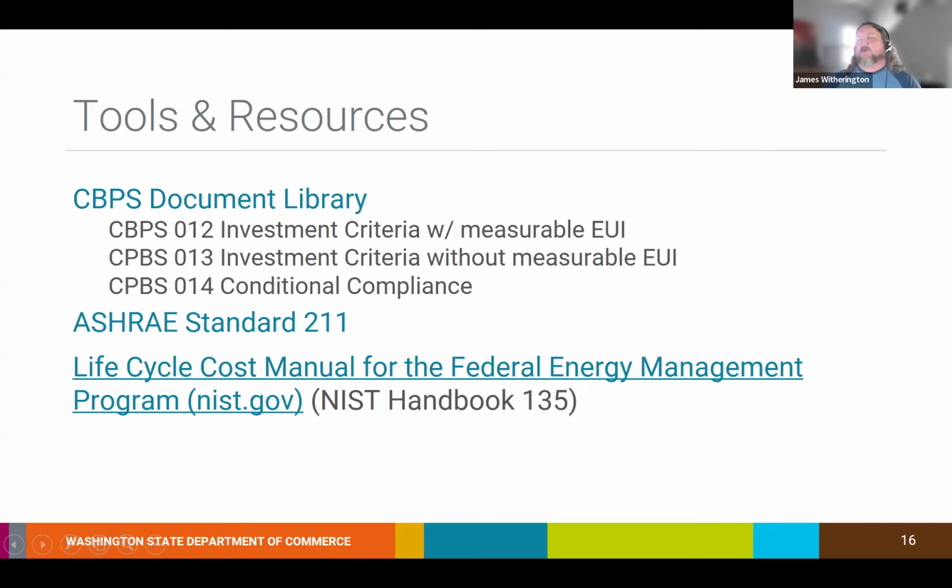I can cover it. These are just general tools and resources. In this case, it includes the information on the investment criteria with measurable EUI and without measurable EUI. So the link there for the Clean Building Performance document library has these documents, and those are the document numbers that you can look for specifically. Also, the link here is for the NIST Handbook 135, which is really the basis of the life cycle cost analysis tool.